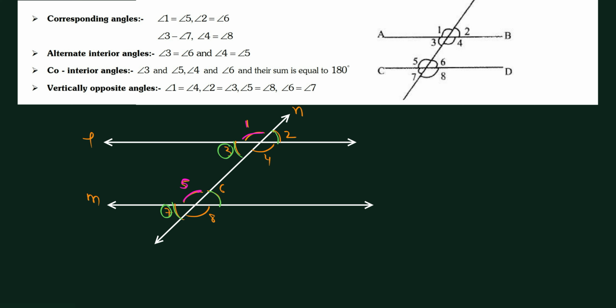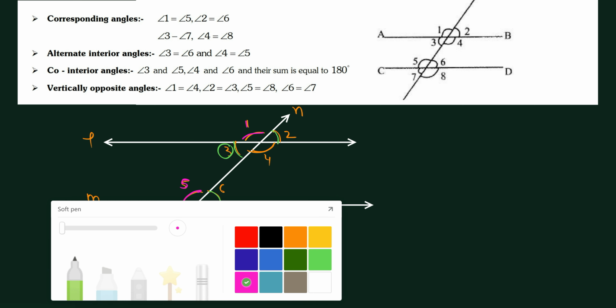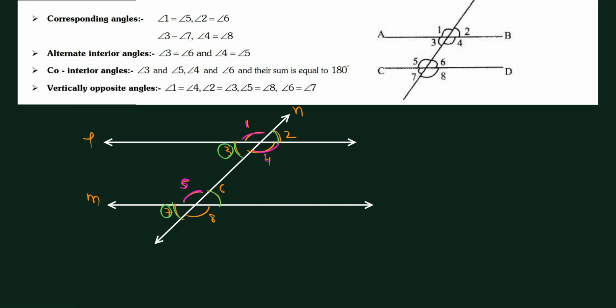Similarly, which is the corresponding angle to angle 4 here? 8. So what is the corresponding angle of 4? 8. So this is the 4, and this is also on the same side of the transversal line and below the parallel line. Angle 4 equal to angle 8, and these four pairs of angles we call corresponding angles.